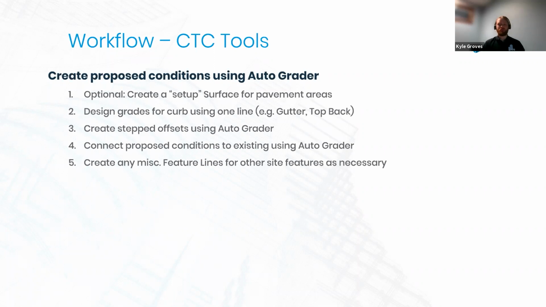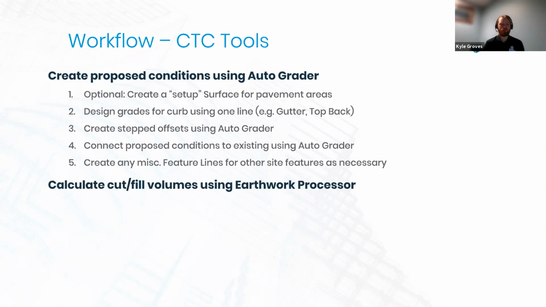And then we're going to create any miscellaneous feature lines. AutoGrader is great for those stepped offsets, but if we just need to create a feature line, say, I want to daylight at this location to my existing, just set it to that surface. If I need to control some triangulation or do any of that other stuff, we'll want to add those back to our FG surface.